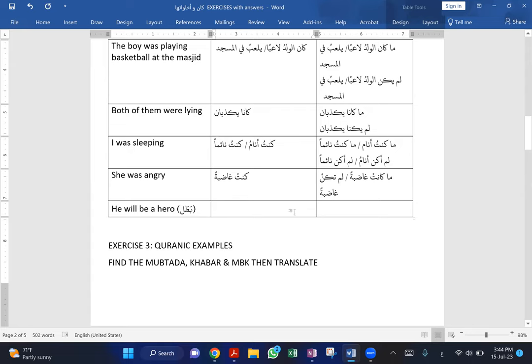Okay, so let's look at this sentence. I'm going to put some sentences here and you're going to tell me what they mean. Can I just copy this? Make it easy to type.